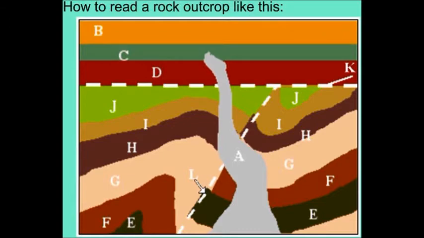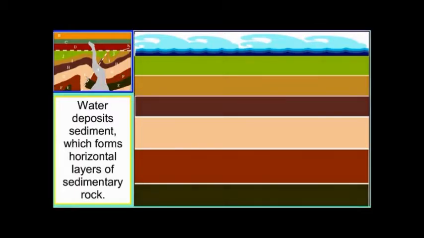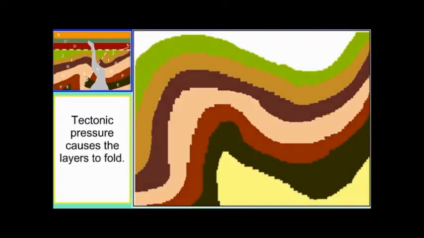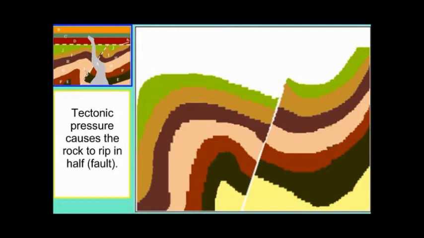And we know from the principle of original horizontality that water deposited the sediment and it formed horizontal layers of sedimentary rock that might have looked like this. And you can see the water on the top. Second, tectonic pressure caused the layers to fold, and additional pressure might have caused them to rip apart and fault.